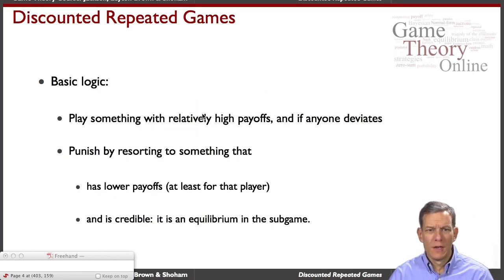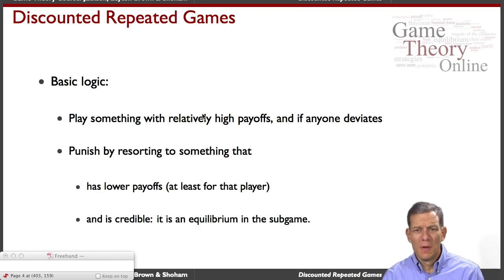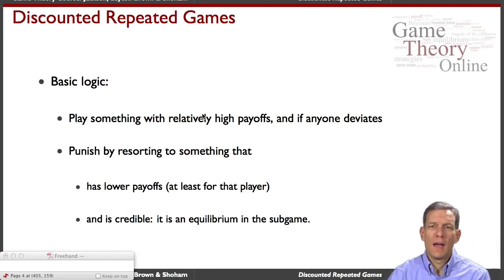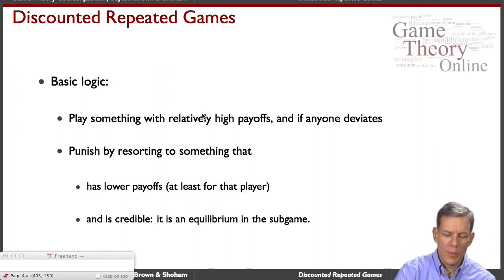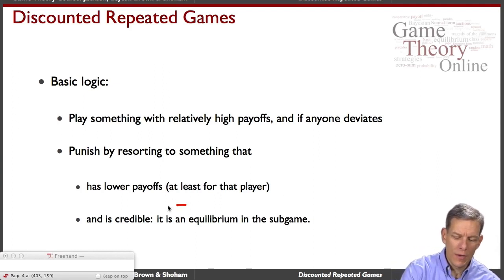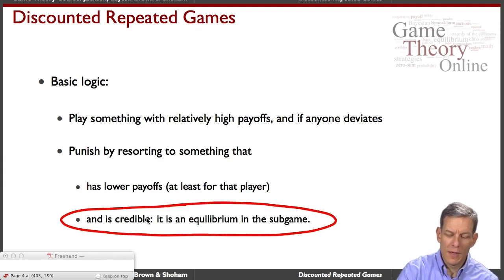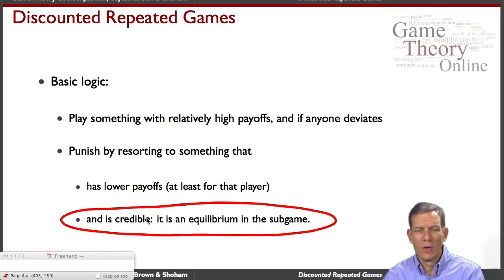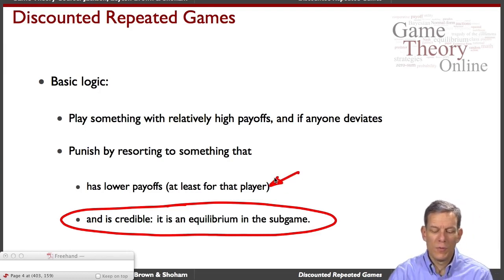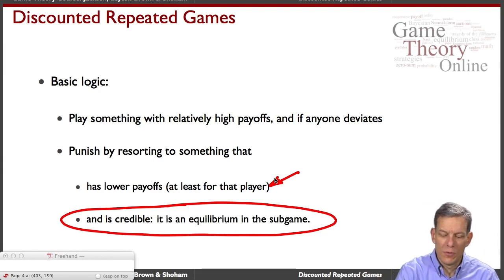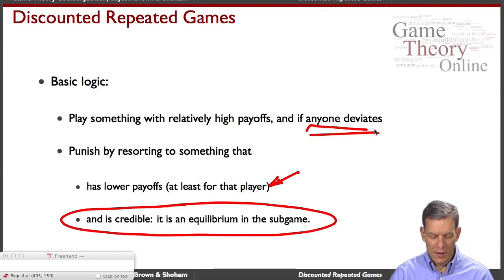Okay, so basic logic: play something with relatively high payoffs. Even if it's not an equilibrium of a static game, you can sustain it. And you sustain it by having punishments. If anyone deviates, you resort to something that has lower payoffs for at least that player. And the important thing is that it all has to be credible. It has to be an equilibrium in the subgame that goes forward in order to make that work. And it has to be that the lower payoffs in the future are enough to make sure that you deter people from deviating in the present.